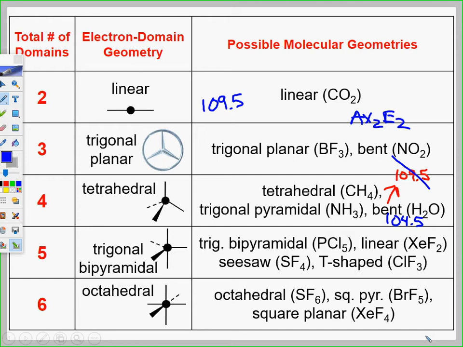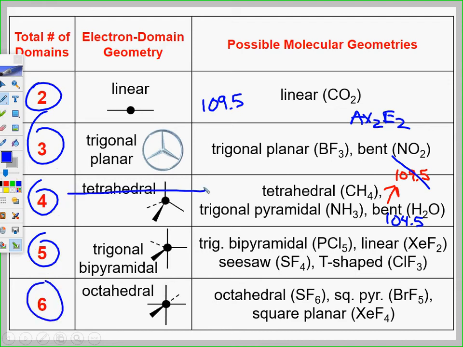All right, trigonal bipyramidal. A couple examples: phosphorus pentachloride, a linear xenon difluoride, a seesaw sulfur tetrafluoride, chlorine trifluoride. These are all seen on the exam. It's kind of crazy. Octahedral, SF6 sulfur hexafluoride, square planar, square pyramidal. Now, what happens as you increase domains? As you go down, what happens compared to over here?